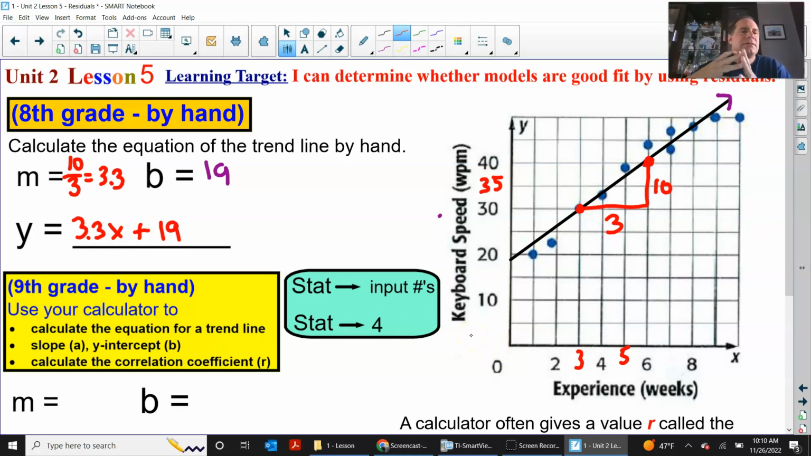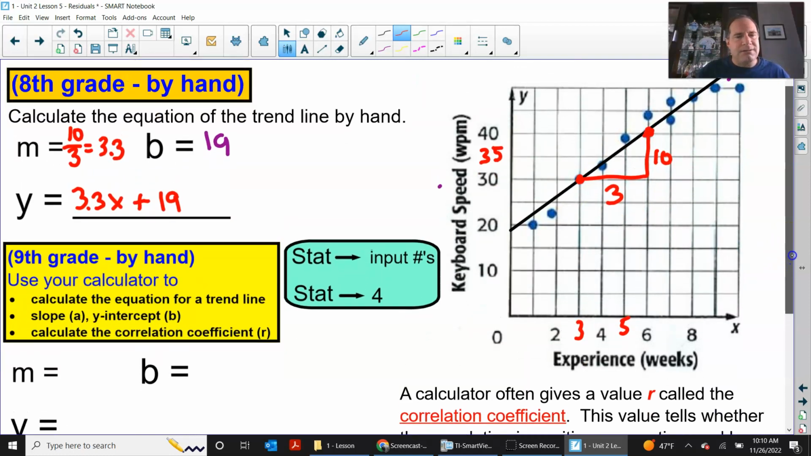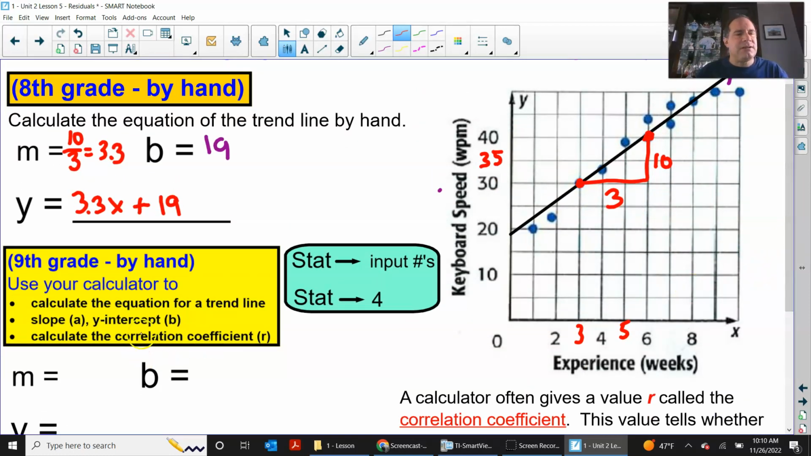Okay, that was by hand. And if you were doing this in the 8th grade, you would get 100%. You're showing your work right over here. And that's it. But now, 9th grade: calculate the equation for the trend line and then use your calculator to do it. So it's a little bit different.